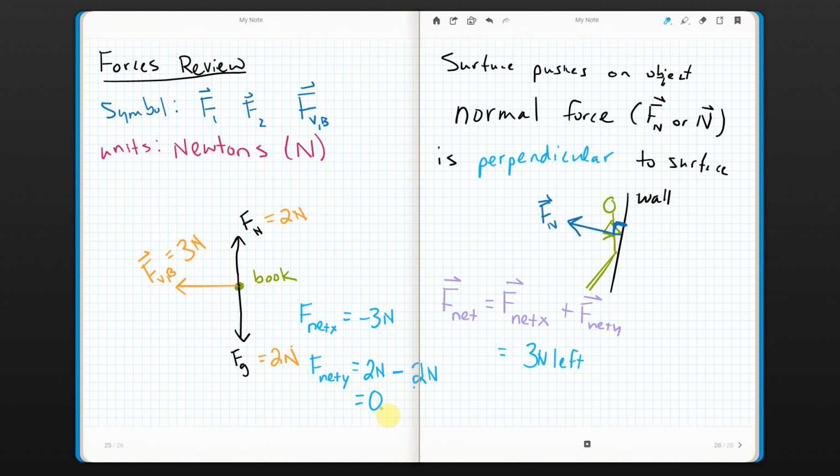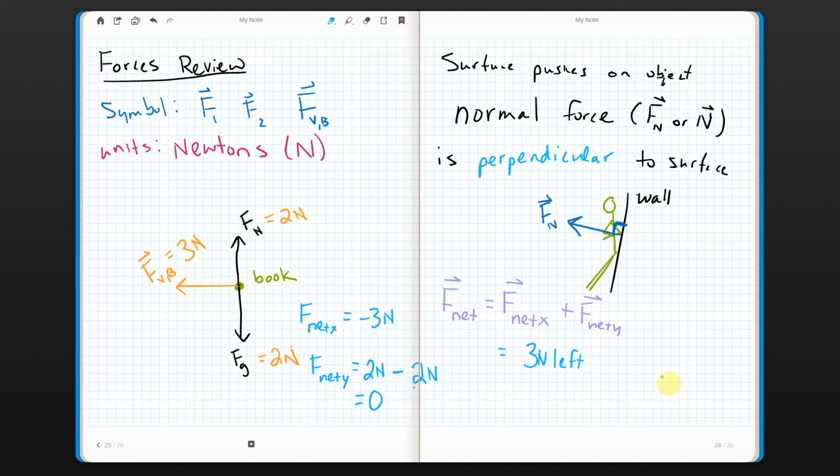If this wasn't 0, let's say I had 3 and, I don't know, 5 or something, I'd have to use the Pythagorean theorem because they're not in the same dimension. I'd have to do 3 squared plus 5 squared, and I'd square root it. Anyway, quickly, more stuff.